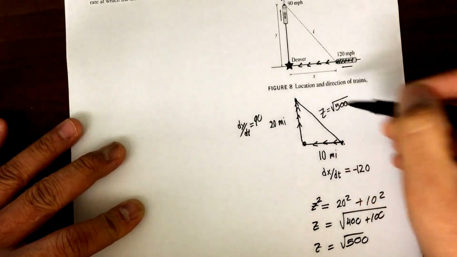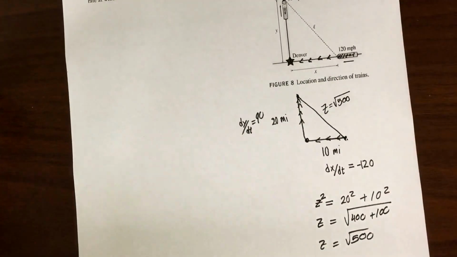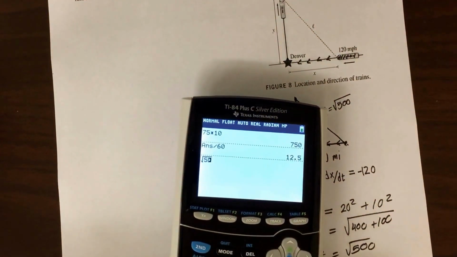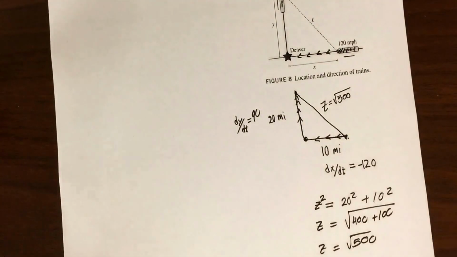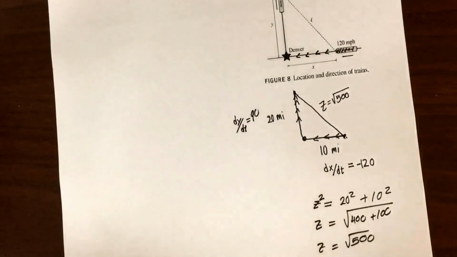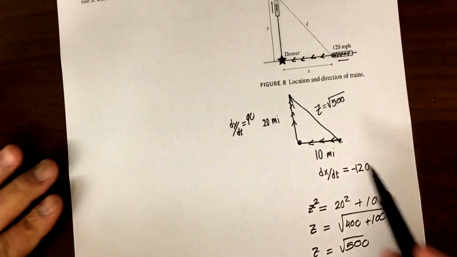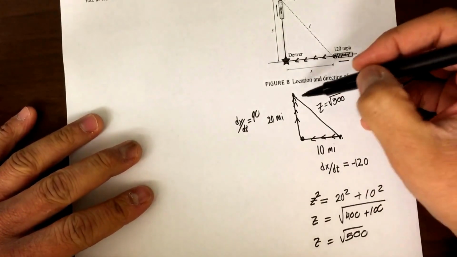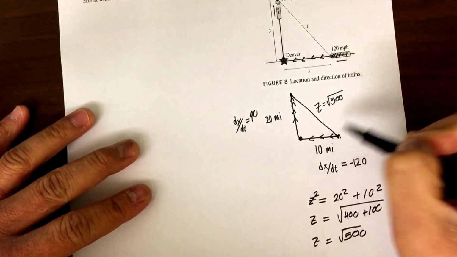So initially, the two trains have a distance of the square root of 500, which is how many miles? The square root of 500 is about 22 miles. So initially, the two trains are 22 miles away from each other. One is coming toward Denver, the other is going away from Denver. The question is, how fast is the distance between them changing?